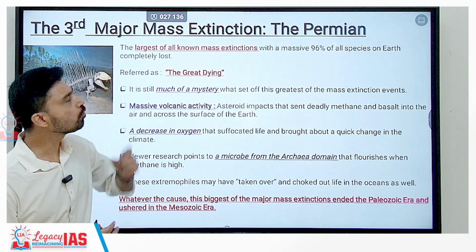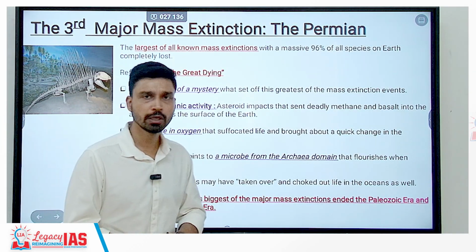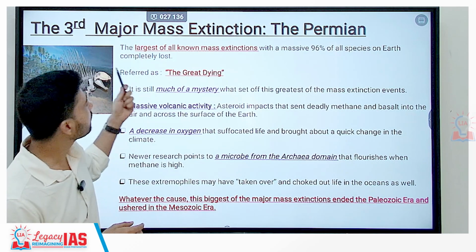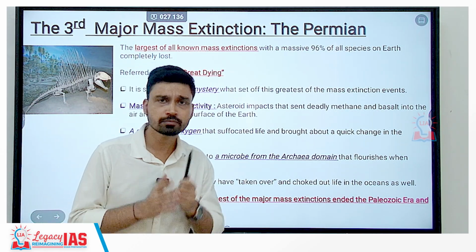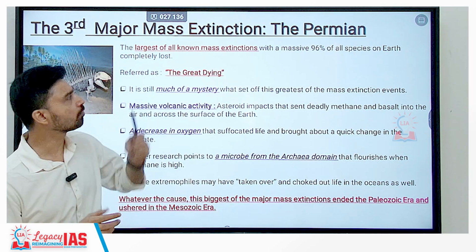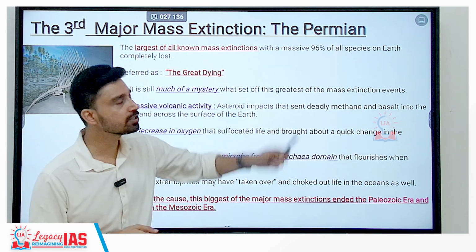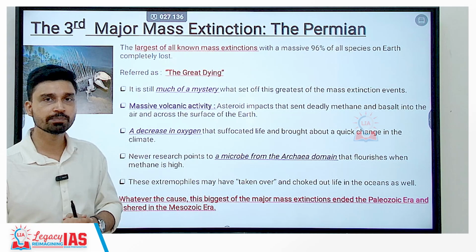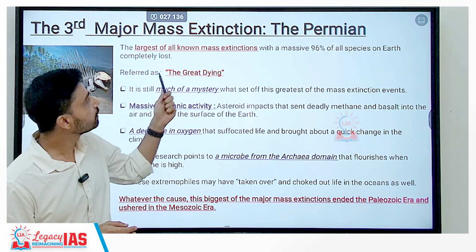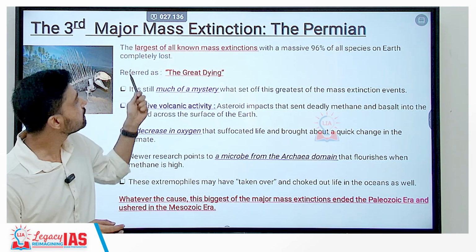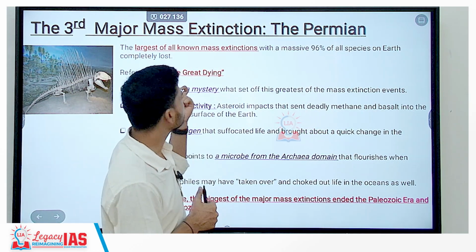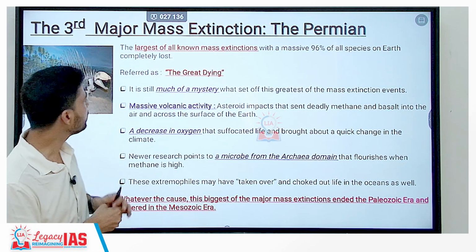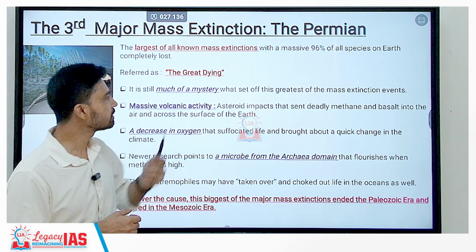So, if we go into more detail about the Permian extinction, what we can highlight here is that out of all the 5 major extinction events that the earth has witnessed, this is believed to be the largest of all, with a massive 96% of species going extinct in this phase. It is because of this that this extinction event is also referred to by geologists as the Great Dying.